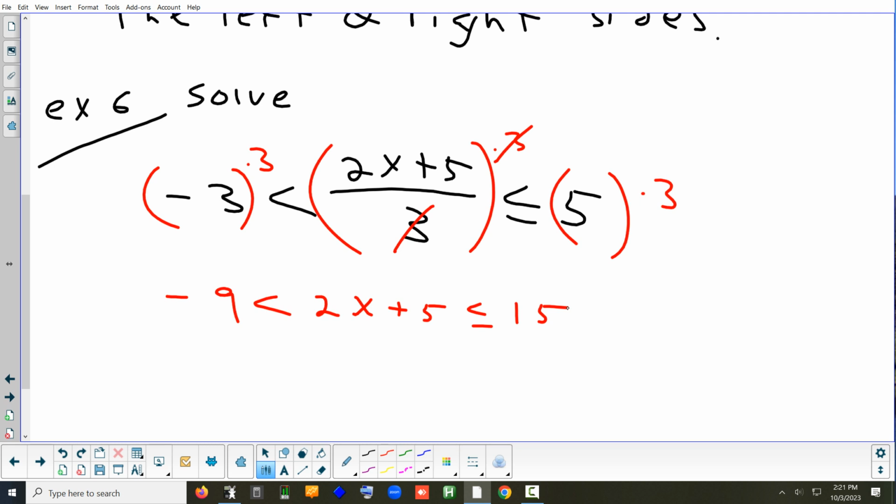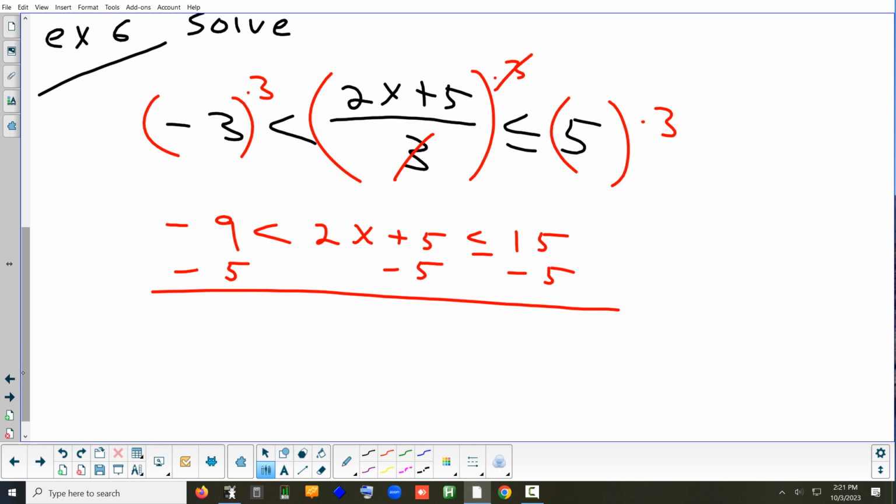What would be the next thing you could do? Subtract 5. You could subtract 5 from the left, the middle, and the right. What does that give me on the left side now? -14. Middle, 2x. And the right, 10. So now we just about got the x alone. The last thing is to get rid of that 2 by dividing by 2. And once you simplify, there's your answer.